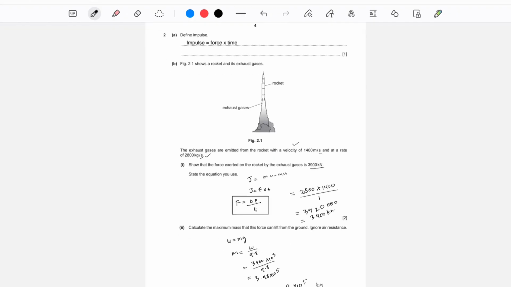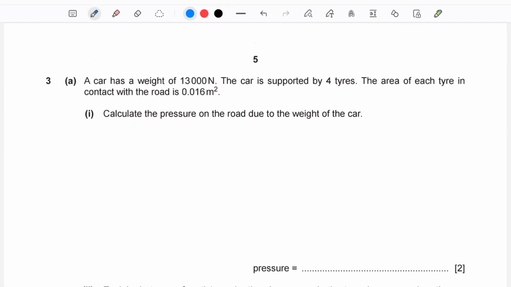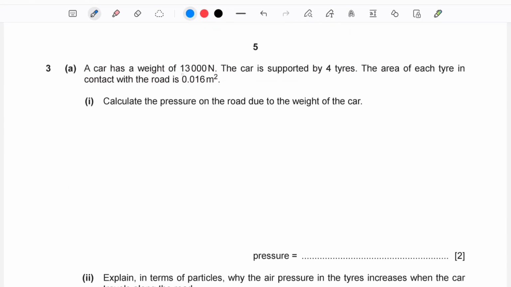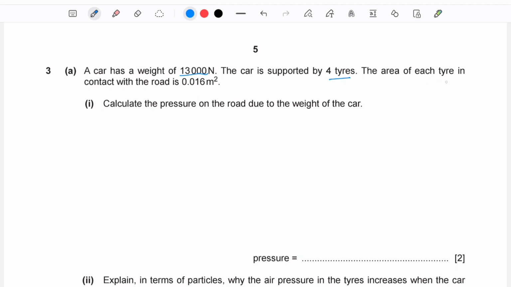And that's it for question number 2. Question 3. A car has a weight of 13,000 newtons. The car is supported by 4 tires. The area of each tire in contact with the road is 0.016 meters squared. Calculate the pressure on the road due to the weight of the car.